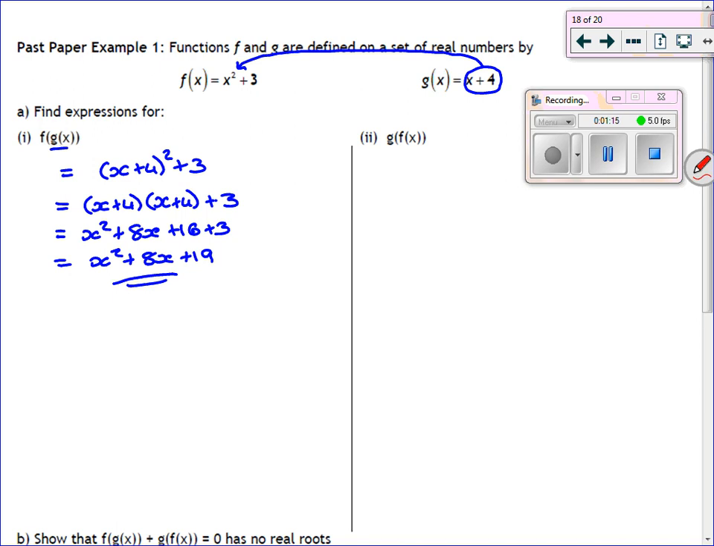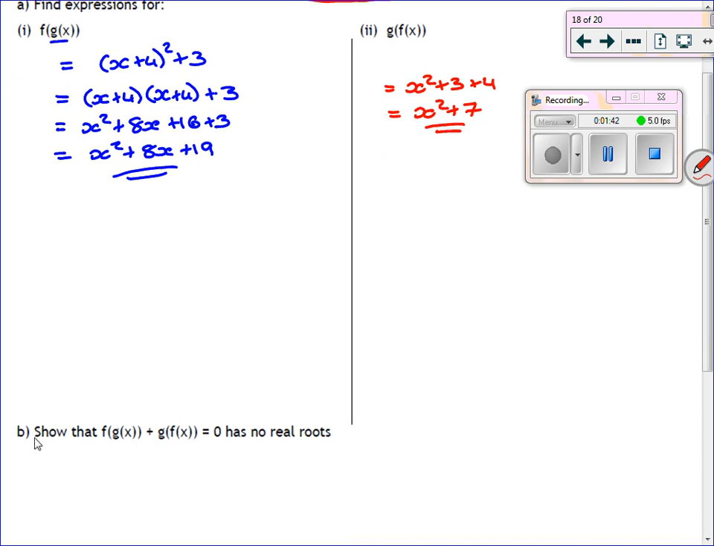g of f of x is the opposite process. We take x squared plus 3, which is f, and sub it into function g where we see x. So that's just going to give me x squared plus 3 plus 4, which is x squared plus 7. So here I have an expression for f of g of x and g of f of x. This will now help us to find the answer to part B.